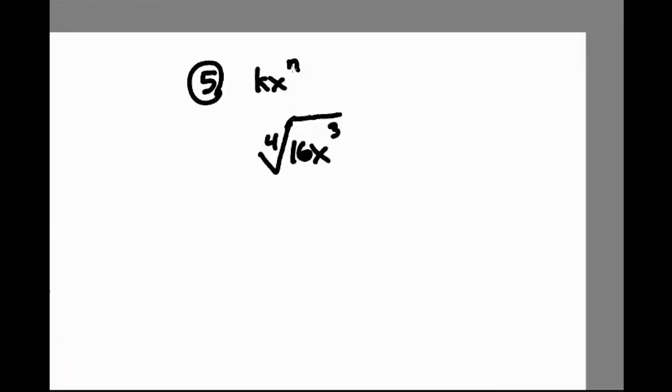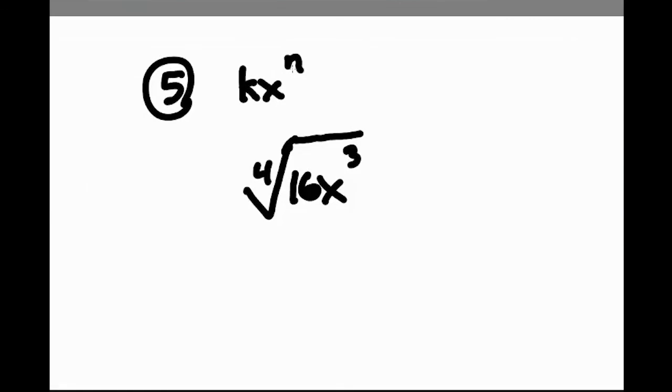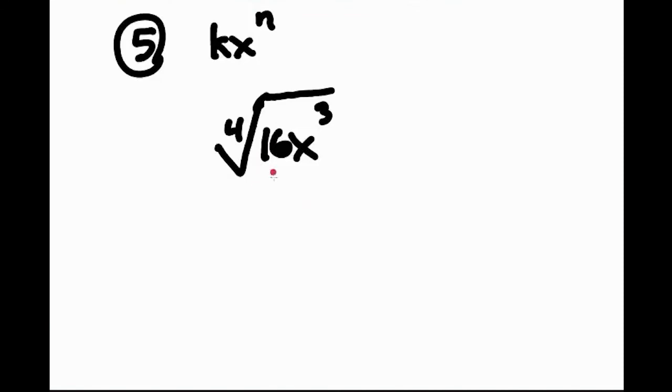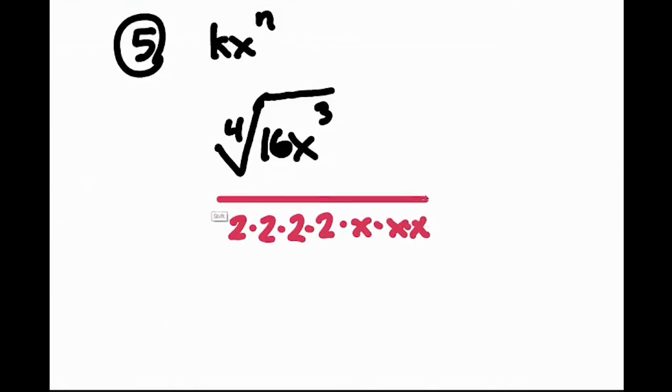This is definitely our hardest problem so far. So is anyone going to get mad if we do it together? Cool. All right, so we want to break this down into powers of 4, or groups of 4, I should say. So 16 is going to be 2 times 2 times 2 times 2, and then the x to the 3rd is x, x, and x. And we're doing the 4th root of this. Well, here's one group of 4 right here. So that's just going to come out to be a 2. And then you're going to have the 4th root of x to the 3rd.